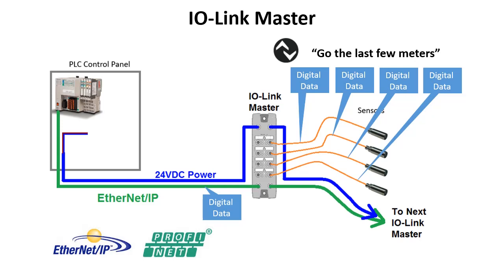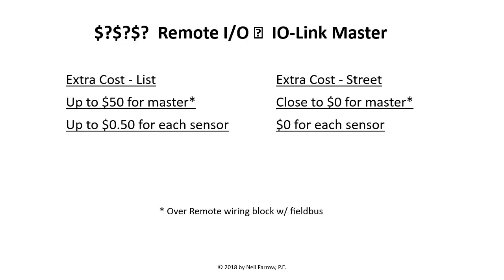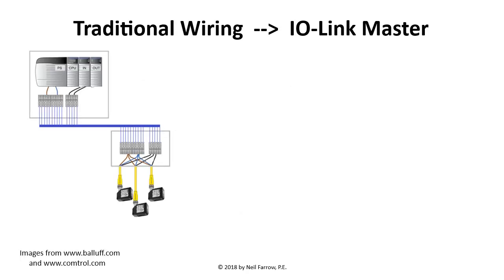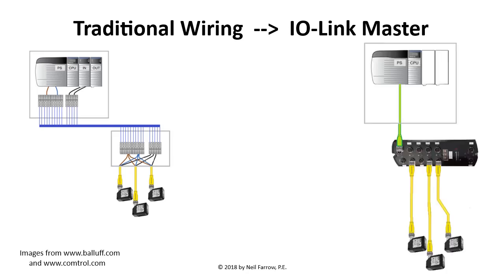The extra cost to add IO-Link to a remote I/O block, according to list pricing, is about $50. And for a sensor, it seems the cost extra may be 50 cents, but the actual street price, it costs no extra for IO-Link. If we compare the wiring and the labor to terminate a traditional analog sensor to the IO-Link master, there is a great cost savings.